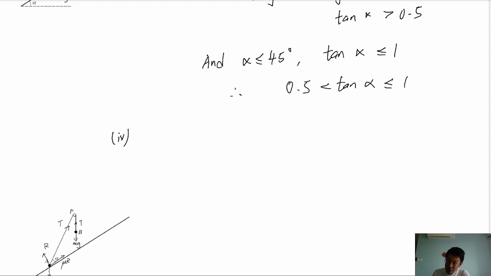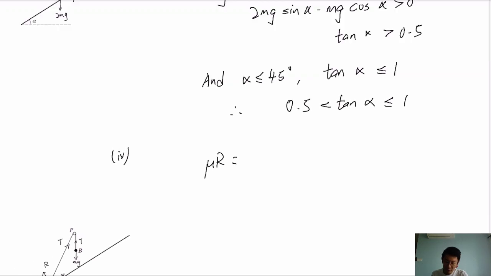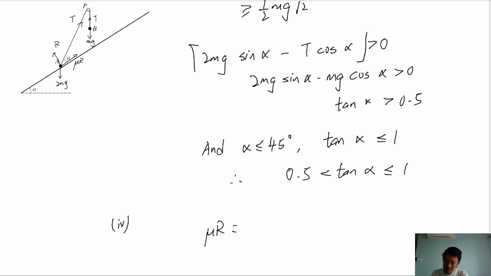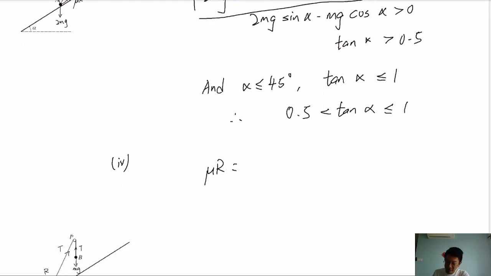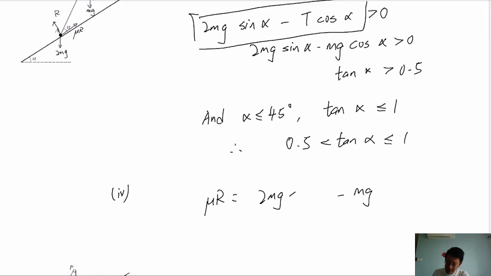In this case, the friction that we have, mu R, remember, is equal to the net force which is going down, because we want to overcome that one. We already found that force in the previous part, so we just have to use this expression: 2 mg sine alpha minus T cos alpha. Sorry, I made a mistake here. This one should be sine alpha, minus T cos alpha.